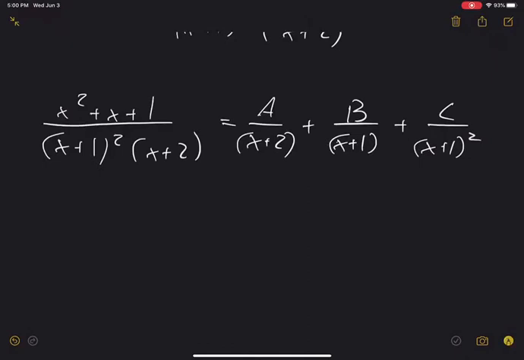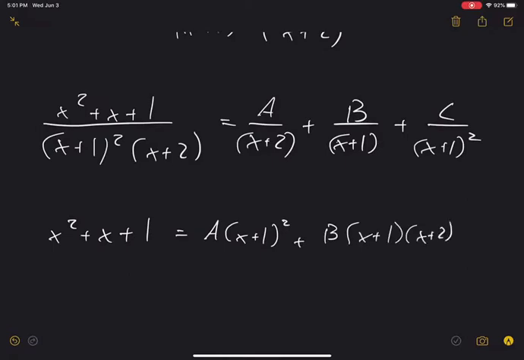So I multiply both sides of my equation by this denominator here. When I do that, on the left side, I'll just have x squared plus x plus 1. On the right side, what would I have? A times x plus 1, no, x plus 1 squared, right? Okay. Then I'd have b times x plus 1 times x plus 2, and then c times x plus 2.